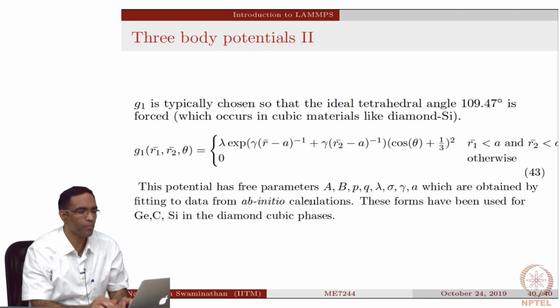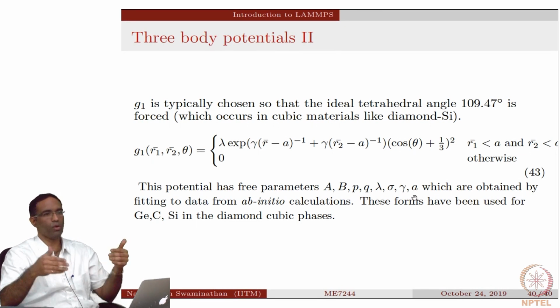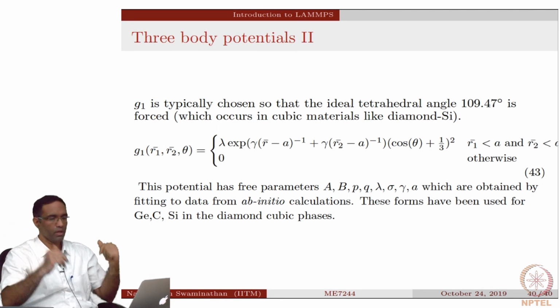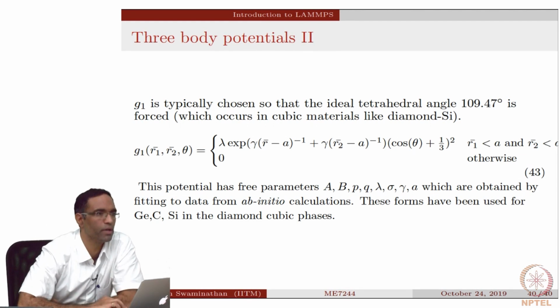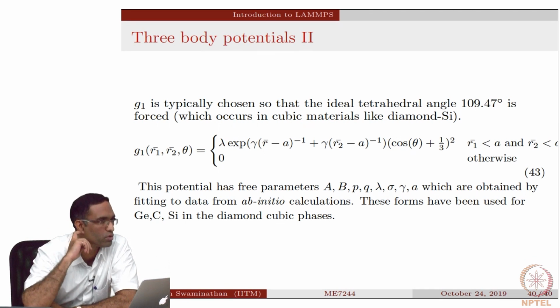So this potential will have about 8 parameters, which are again obtained by fitting data to match the material properties. We will try to see if we can do some examples for the Stillinger-Weber potential, and later on we will look at other types of potentials also.